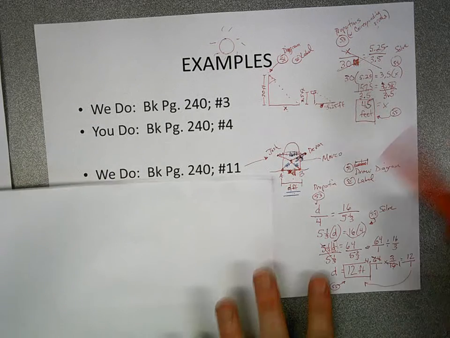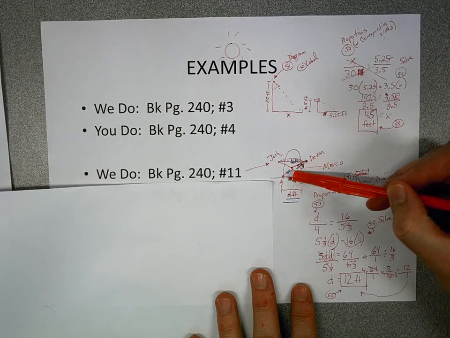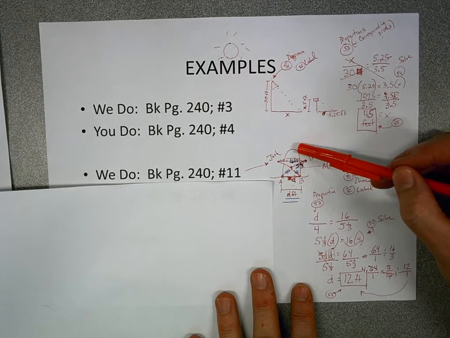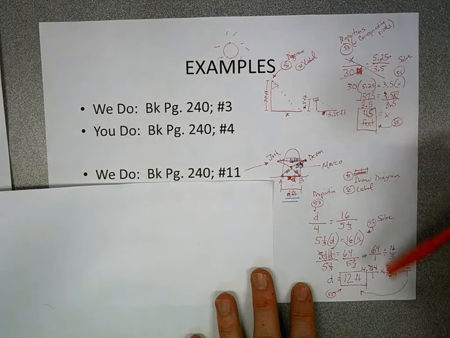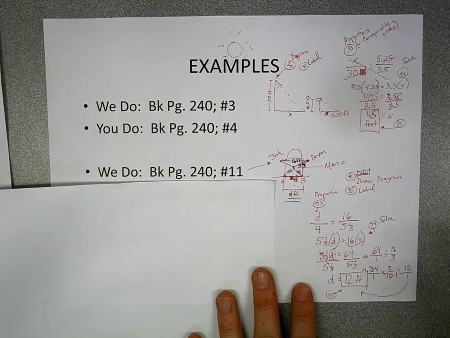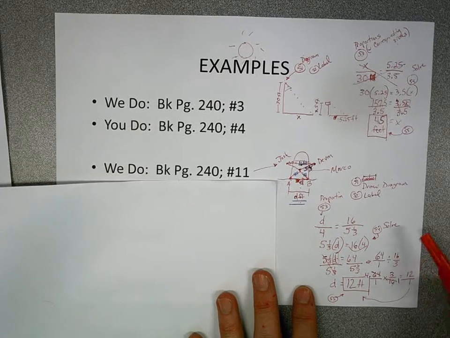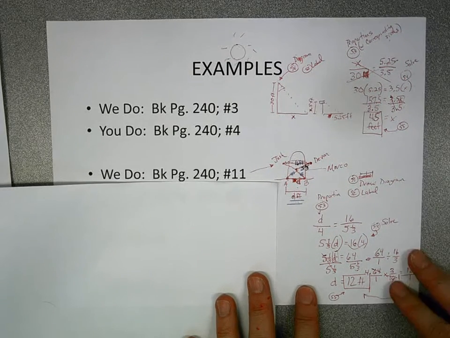I did exactly the same as here. It's just that the similar figures are flip-flopped, and they have a fraction involved. So we had to do a little bit of division of fractions, which is something you guys should know how to do. And everything else is the same. All the steps are exactly the same. It's just a little bit of a harder version of number 3.